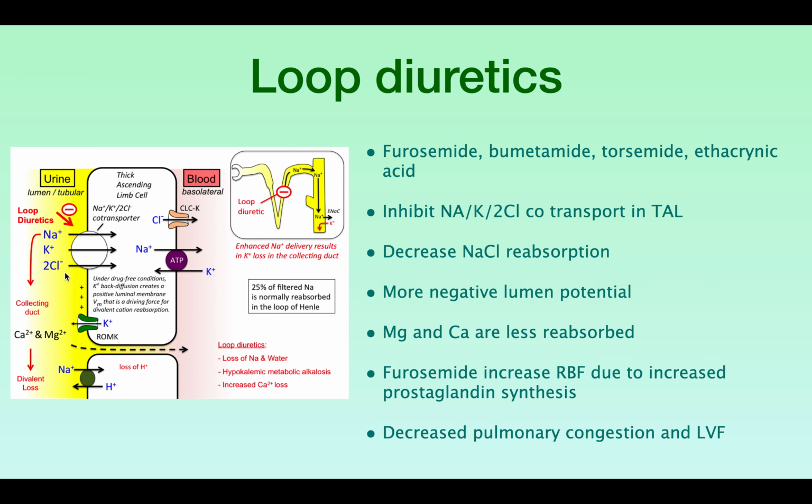So there is also a loss of the sodium and the water. That's what makes it a diuretic. Hypokalemia and metabolic alkalosis can occur. More calcium is lost, so you want to give this to somebody with hypercalcemia, right? Furosemide will increase the renal blood flow due to increased prostaglandin synthesis. Prostaglandin is a vasodilator. This helps the pulmonary congestion and left ventricular failure.